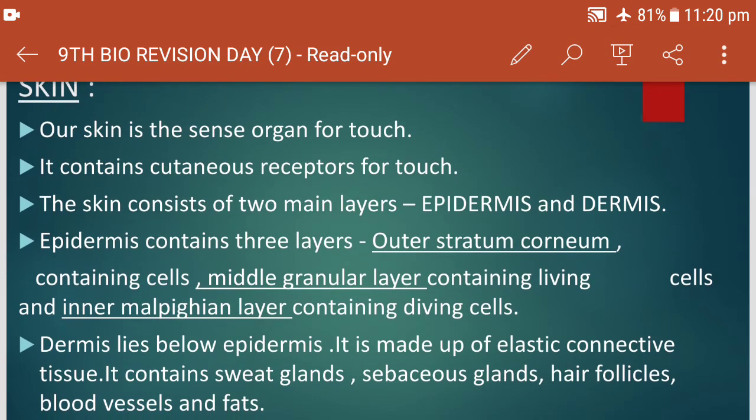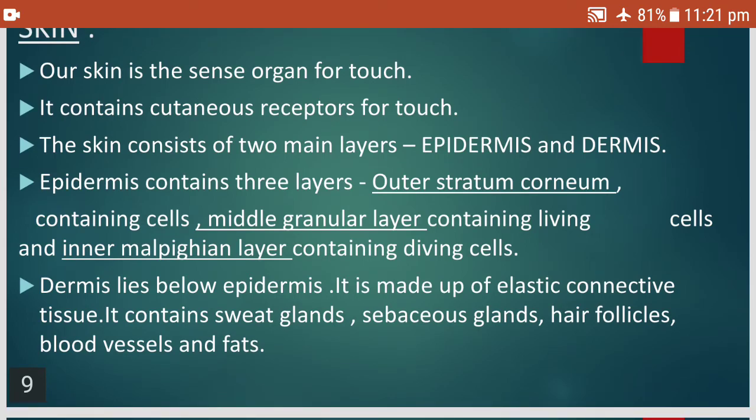Our skin is the sense organ for touch. It contains cutaneous receptors for touch. The skin consists of two main layers, epidermis and dermis. The epidermis contains three layers: the outer stratum corneum containing dead cells, the middle granular layer consisting of living cells, and the inner Malpighian layer containing the dividing cells. The dermis lies below the epidermis. It is made up of elastic connective tissue. It contains sweat glands, sebaceous glands, hair follicles, blood vessels and fats.